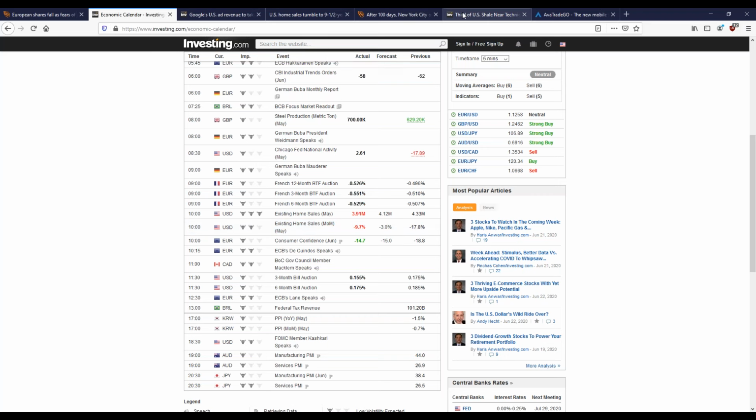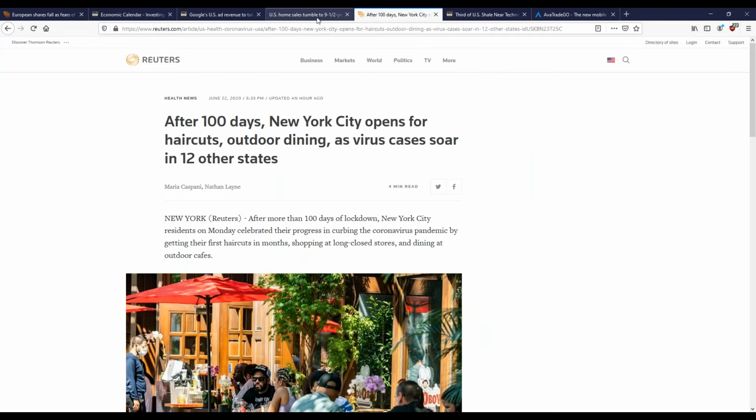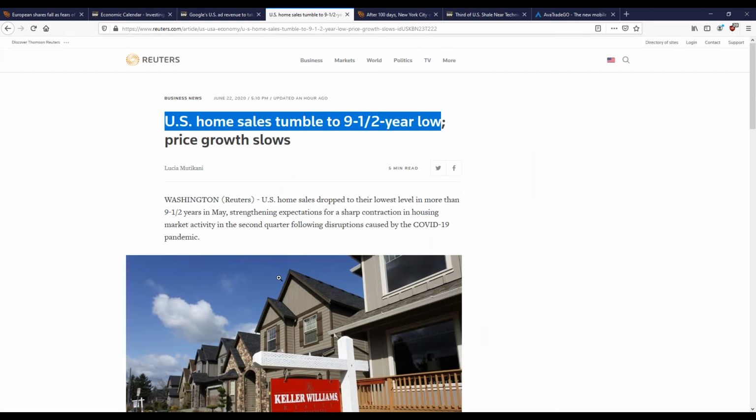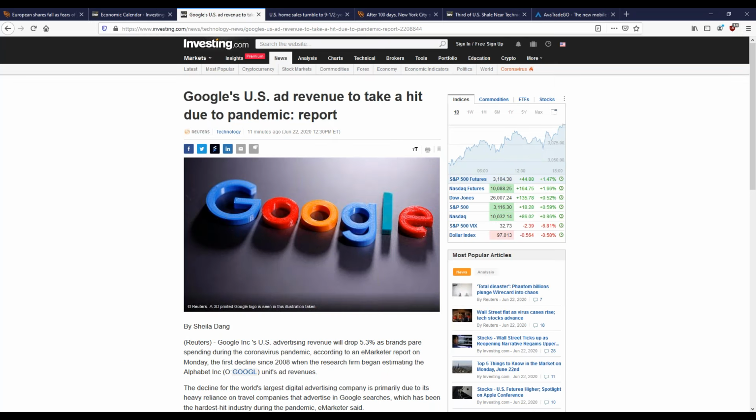Worse than expected. And so as a percentage or as a whole number, existing home sales missed the mark. So that's what we're seeing in this headline here. U.S. home sales tumble to 9.5-year low. Okay, so not great news on that headline about home sales or about Google.